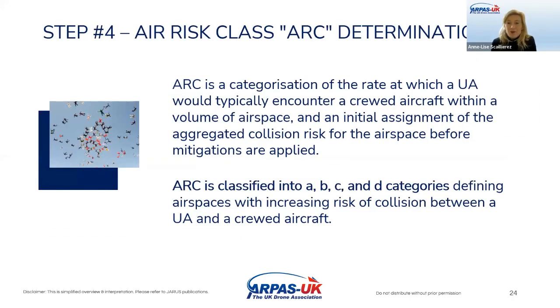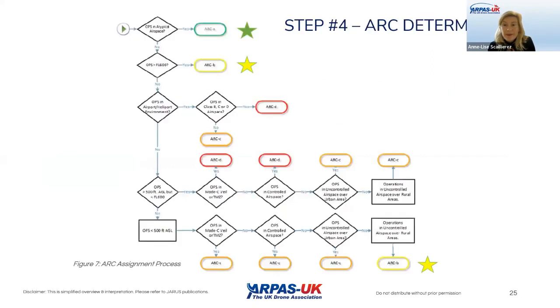A few seconds to determine what is ARC. ARC is a way of categorizing the airspace based on the risk of a mid-air collision between a drone and a crewed aircraft. It's classified within A, B, C, and D, A being the lower risk, D being the higher risk. To determine your initial ARC level, you actually follow that little decision tree. We're not going to go through every single step of it.